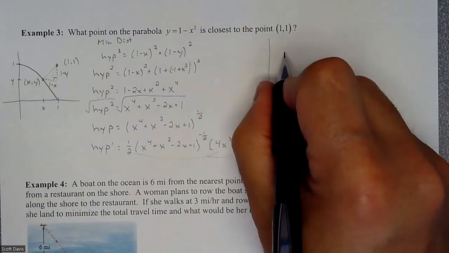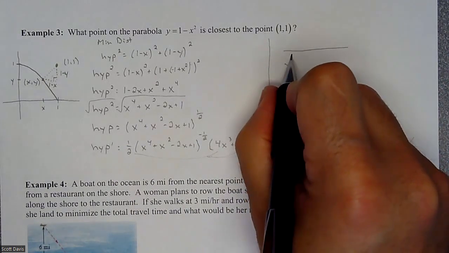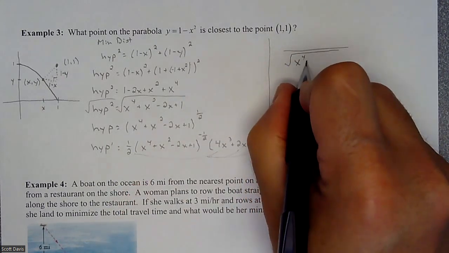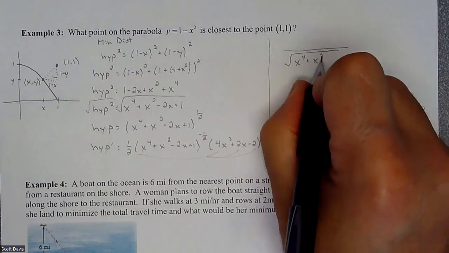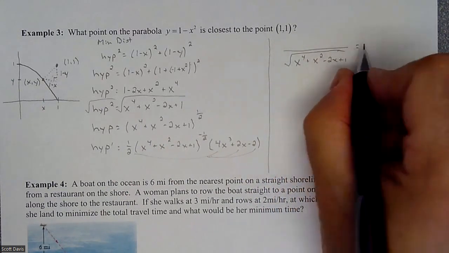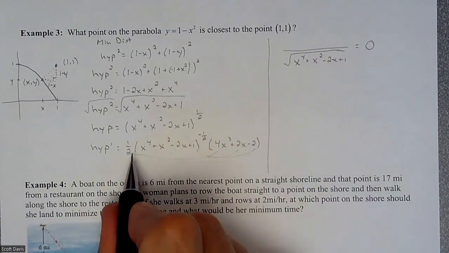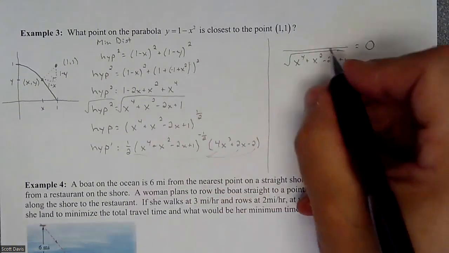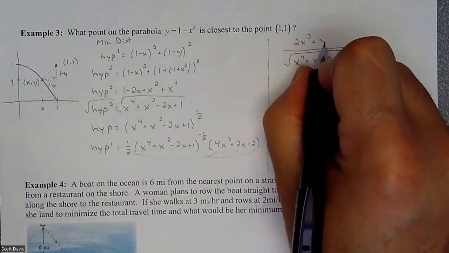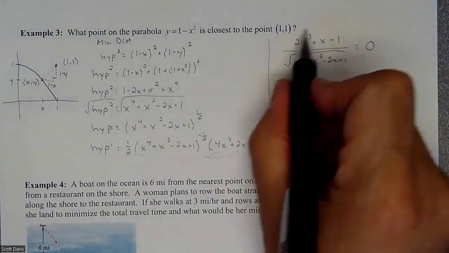So we're going to get a fraction that has this square root, this piece, on the bottom, x to the fourth plus x squared minus 2x plus 1, and we're going to set it equal to 0. And then this is going to be on the numerator, but we're taking half of all those pieces. So that's going to look like 2x cubed plus x minus 1. All right, so we're setting that equal to 0.